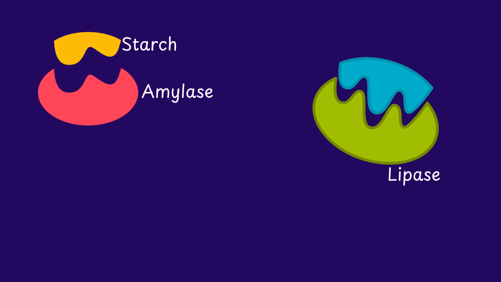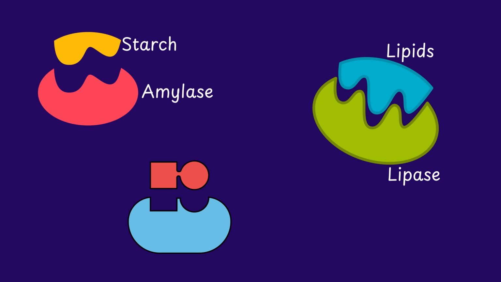So students, just a reminder, the enzymes are specific to the substrate that they break down. For example, starch will only be broken down by amylase. Why? Because the active site of amylase is only complementary to the shape of starch. Same thing for lipase. Lipase has an active site that is only complementary to lipids. Same thing for protease. The active site of protease is only complementary to the shape of proteins.